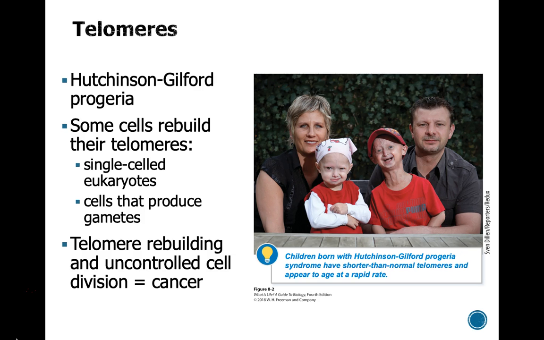Telomeres are also really important in disease. There is a particular disease called Hutchinson-Gilford progeria, and individuals affected by Hutchinson-Gilford appear to age much more quickly than other individuals of their age. And they believe that this is related to telomere loss. These children are born with shorter than normal telomeres, and because of that, they appear to age rapidly. They're born normally, and then they acquire these characteristics that make them appear much older. They have the same characteristics of individuals who are much, much older.